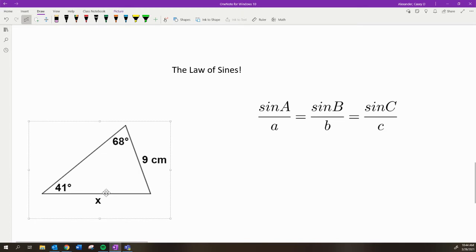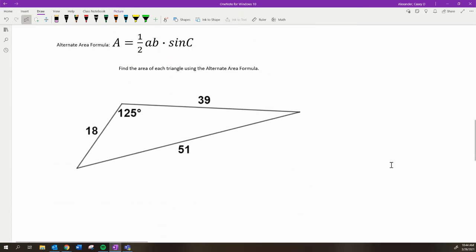So we're going to solve this problem here using the law of sines in a moment. But before we do that, I wanted to show you where it comes from. Remember that in a previous lesson, we talked about how you can find the area of a triangle if you know the length of two sides and you know the angle that's between those two sides. And I won't get into all the reasons why.